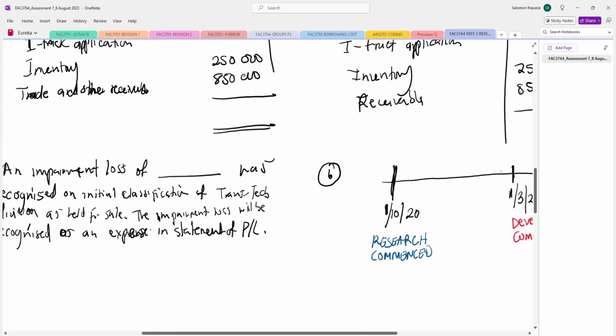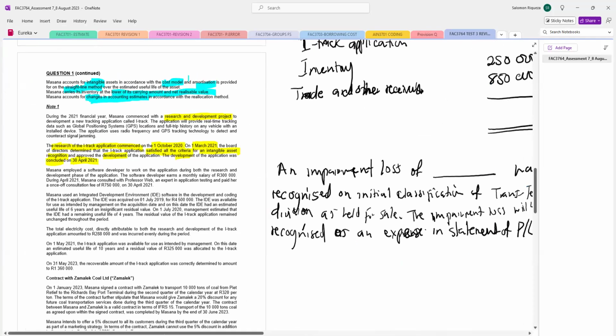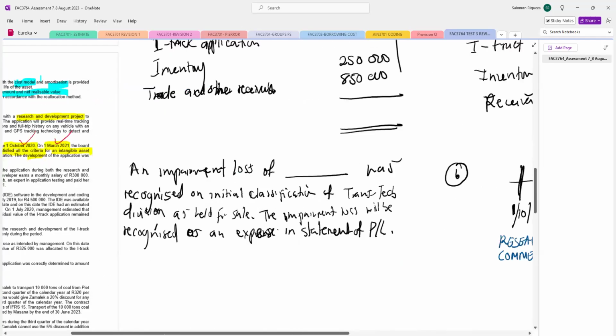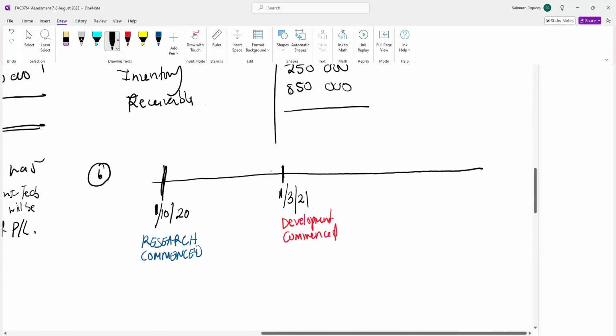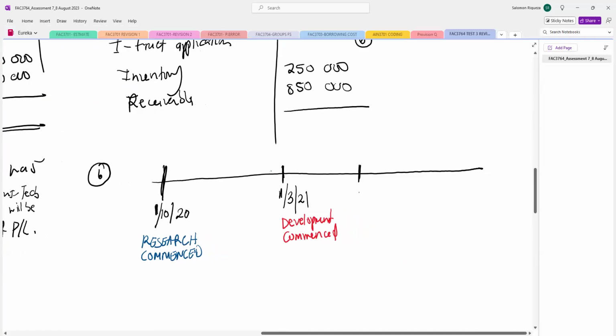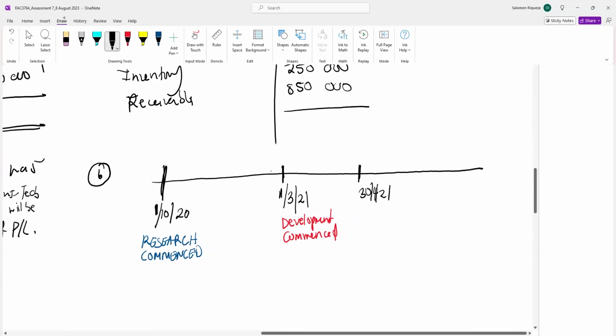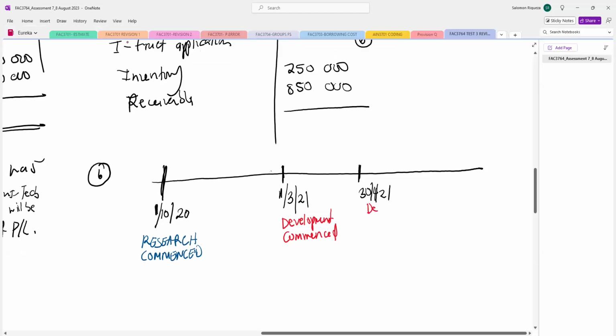Okay, and then my development, if I just go back. So we spoke about October, March. Then my development concluded on 30 April 2021. March, April. 30 April 21, development concluded or ceased or whatever the case is.